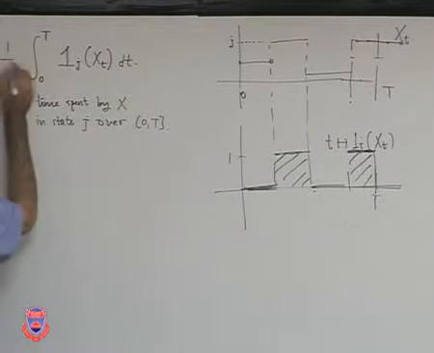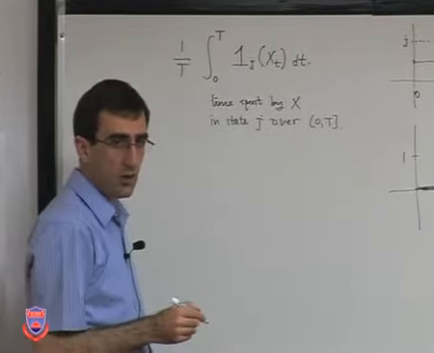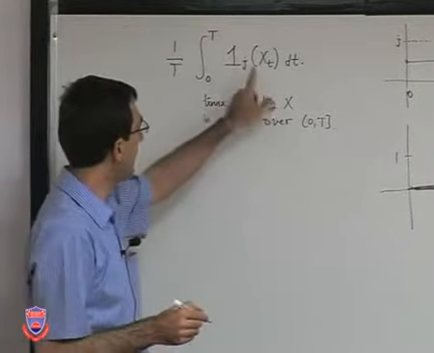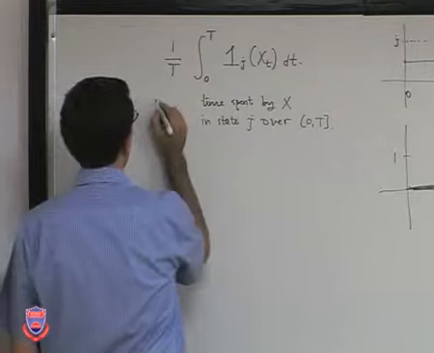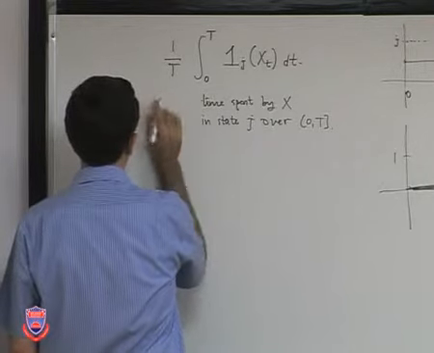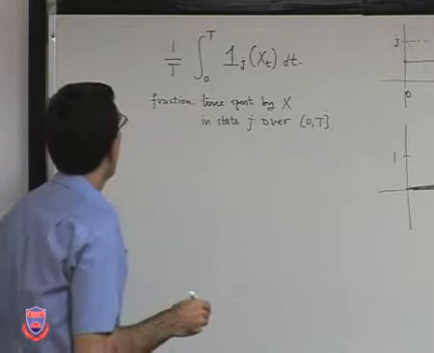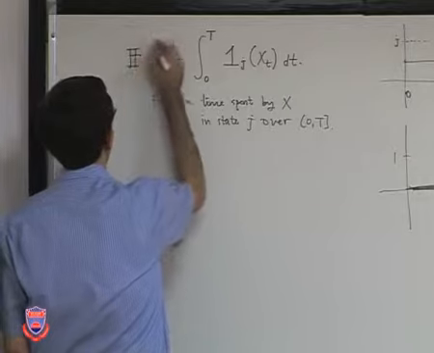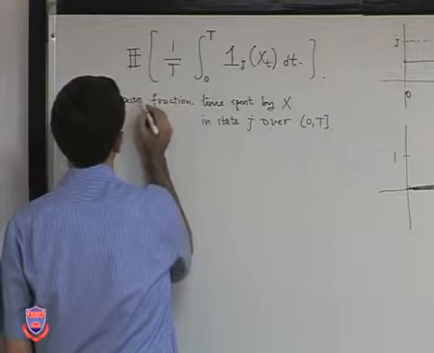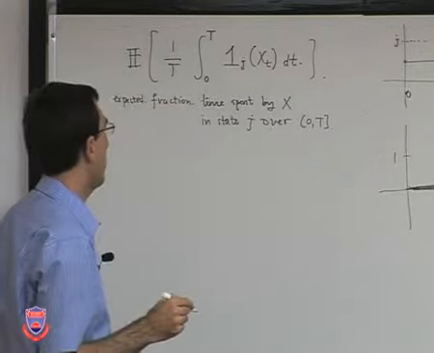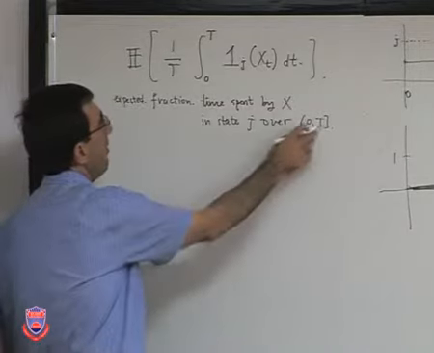If you divide this by t, then you get what? You get the fraction of time the continuous time Markov chain spent in state J over the interval from 0 to t. So this is then the average, or maybe I should say fraction. And then we can take the expected value of this, and this is going to give you the expected fraction of time, the proportion of time spent by the chain in state J in this interval.